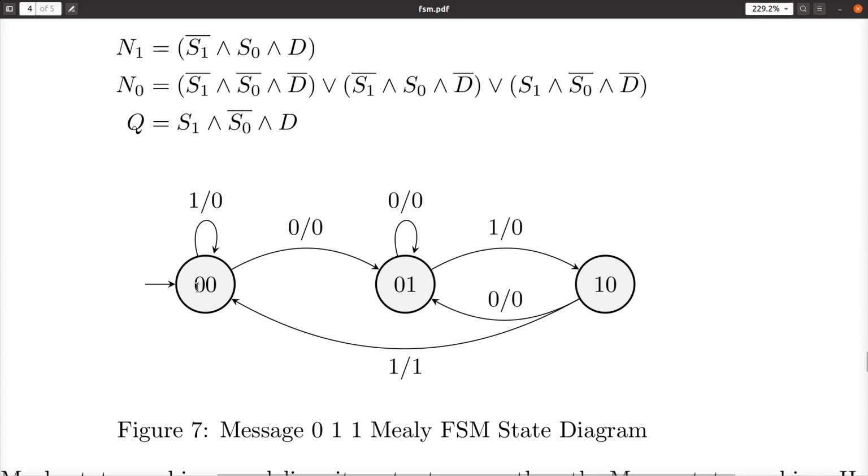As suggested, the state alone does not indicate the current output. It is the state in combination with the current input that determines the output. So, if I'm in state 0 and the D input is a 1, I should be outputting a 0. If I'm in state 0 and the D input is a 0, I should be outputting a 0. Now, in this particular state machine, which is fairly simple, you do see a difference over here. When I'm in state 2 and the input is a 0, I output a 0. But if I'm in state 2 and the input is a 1, I output a 1.